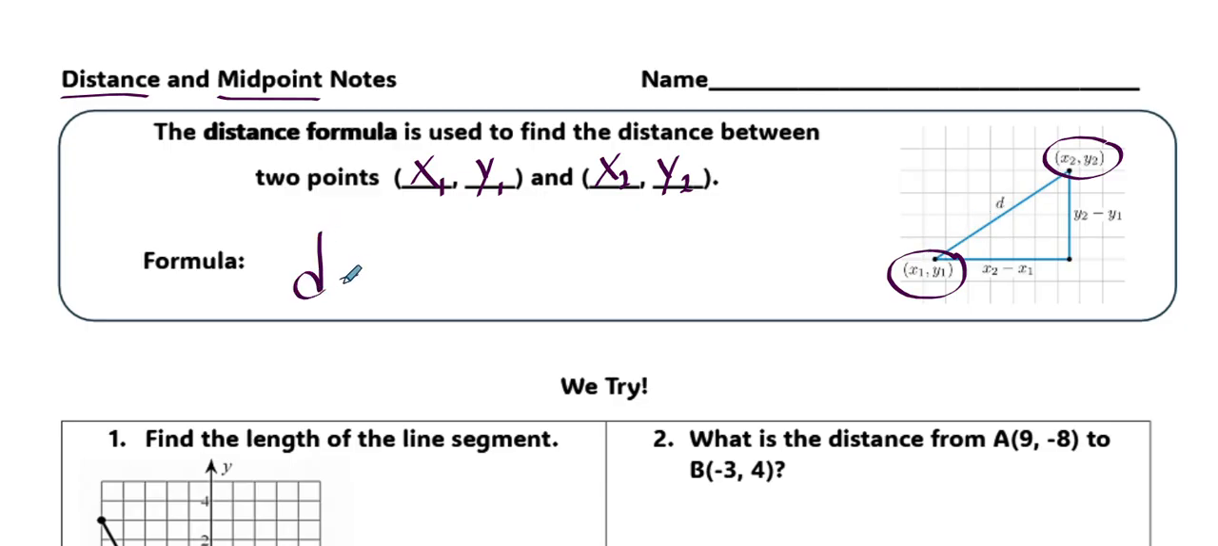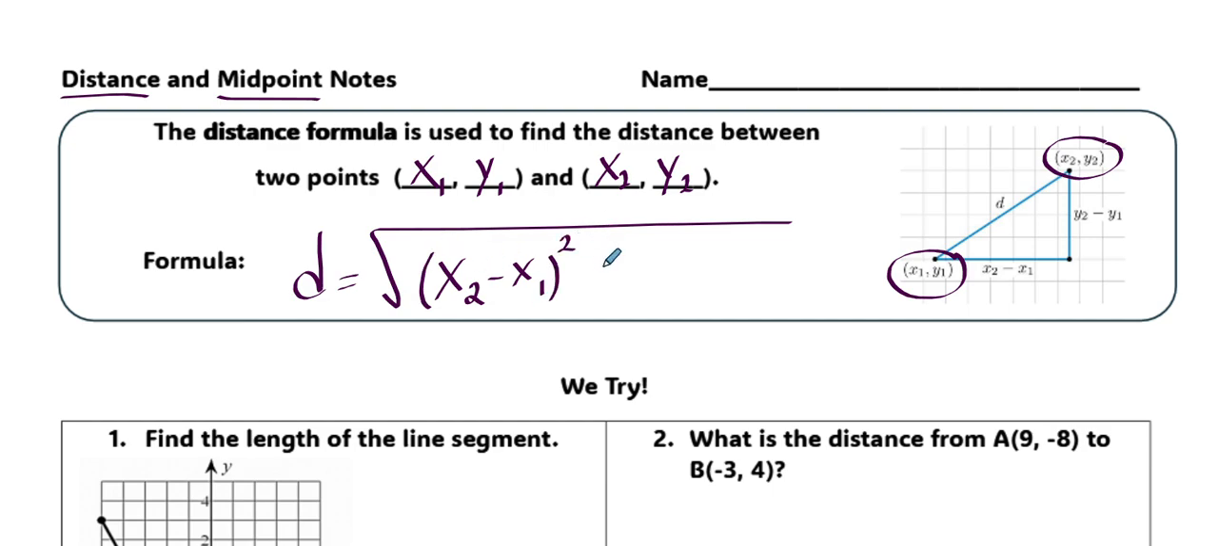To find that distance, we're going to take the square root of x2 minus x1 squared plus y2 minus y1 squared. Again, I'm going to look at this picture. x2 minus x1 is basically just figuring out how far it is from left to right from one point to the next, that horizontal distance from one to the other, and then y2 minus y1 is finding that vertical distance from one to the other. So we subtract the x's, we subtract the y's, we square them, add them together, and then do the square root of that number.